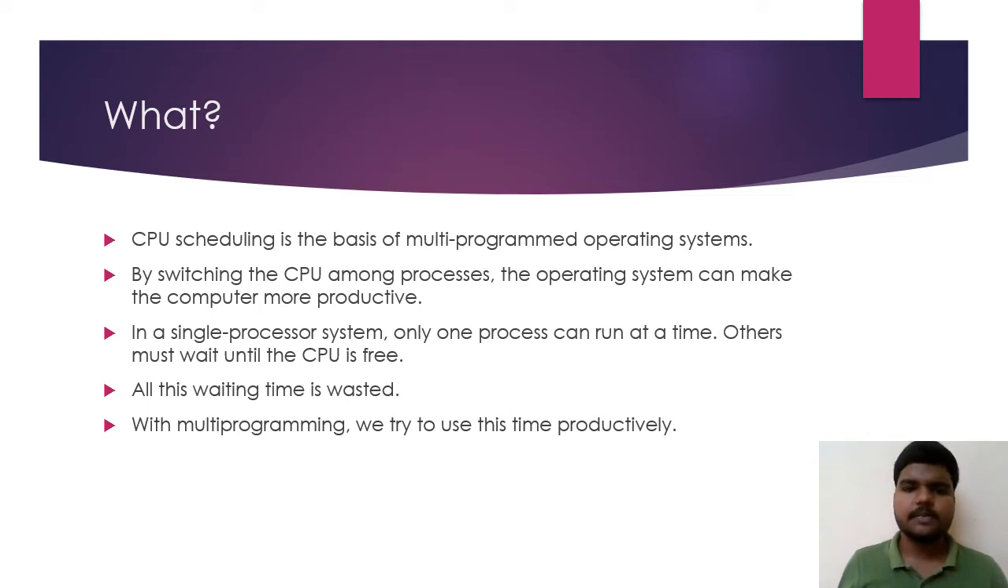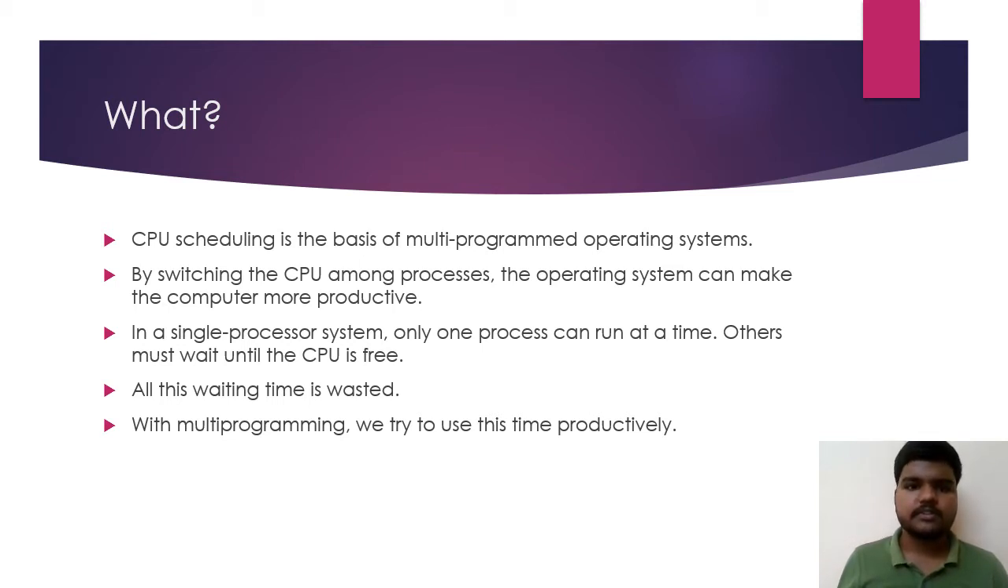CPU scheduling is the basis of a multi-program operating system. Multi-program operating system means that instead of running only one program, we use multiple tasks to make it efficient. So by switching the CPU among the processes, the operating system can make the computer more productive and efficient.